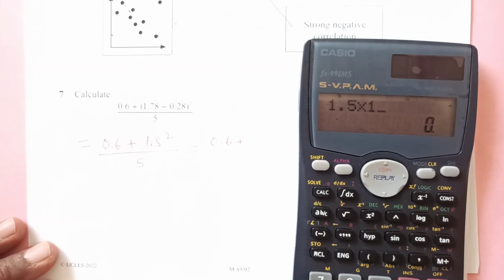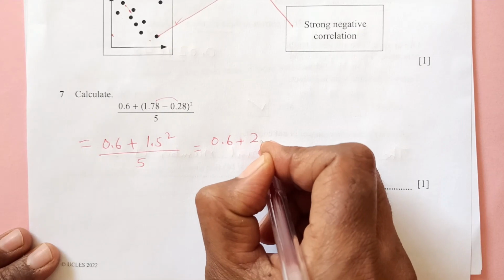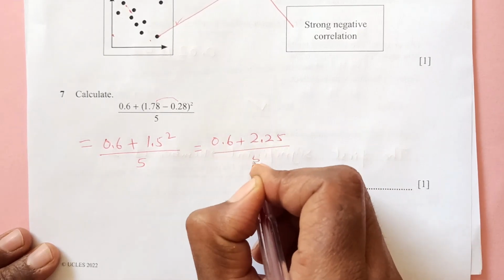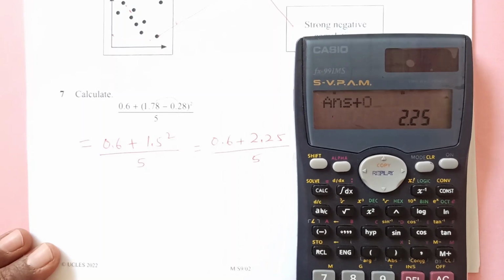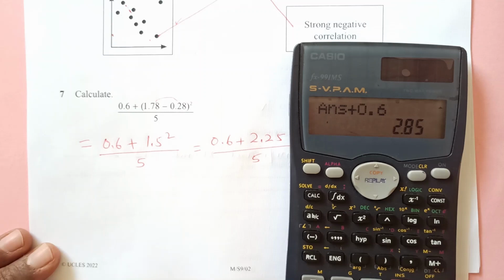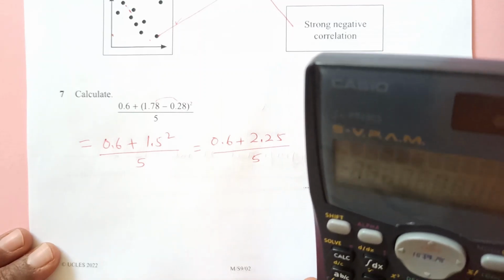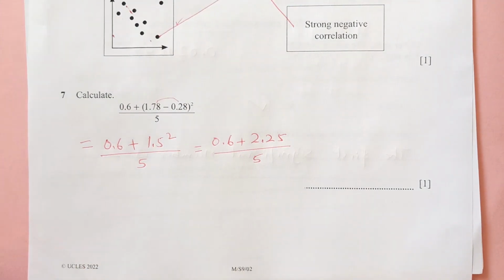1.5 times 1.5 is 2.25. Now 2.25 plus 0.6, and then this answer you are going to divide by 5. So the final answer is 0.69, I think, wait.